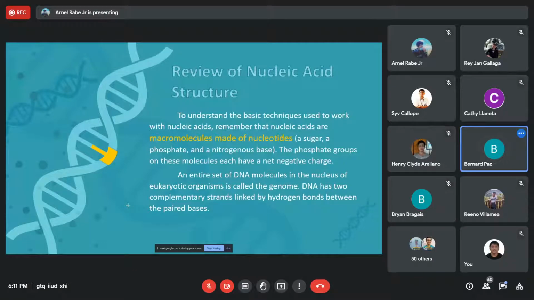To understand the basic techniques used to work with nucleic acids, remember that nucleic acids are macromolecules based on nucleotides: a sugar, a phosphate, and a nitrogenous base. The phosphate groups on these molecules each have a net negative charge. An entire set of DNA molecules in the nucleus of eukaryotic organisms is called the genome. DNA has two complementary strands linked by hydrogen bonds between the paired bases.